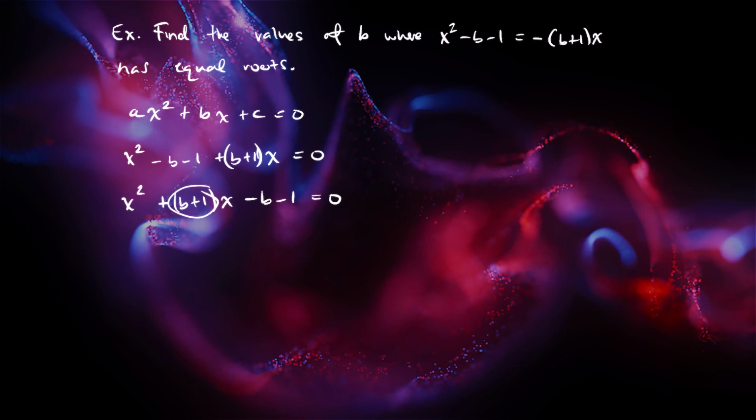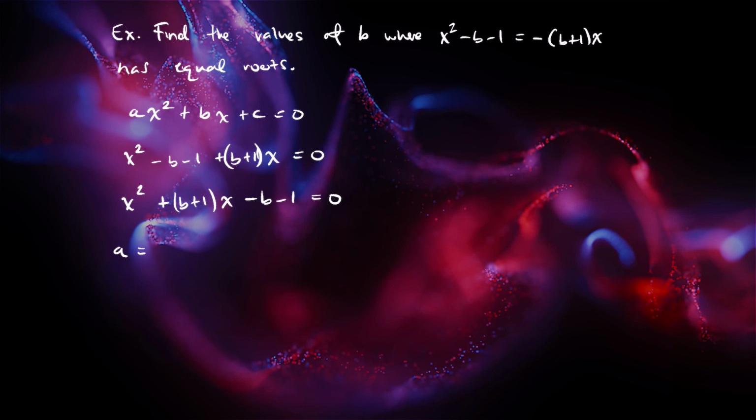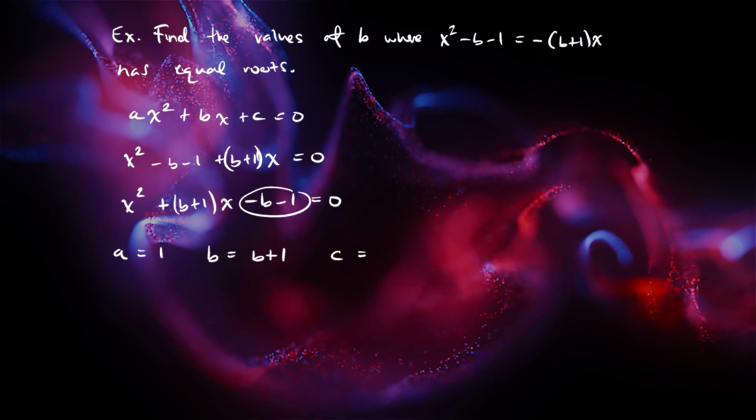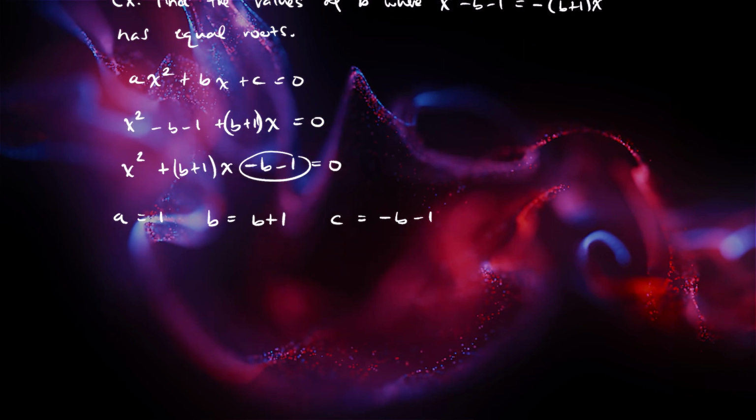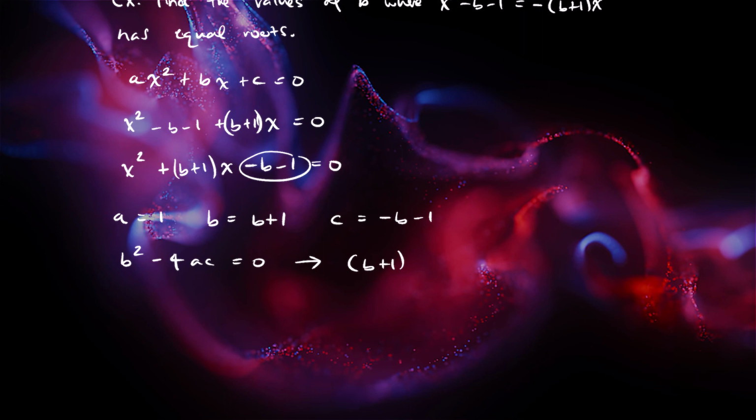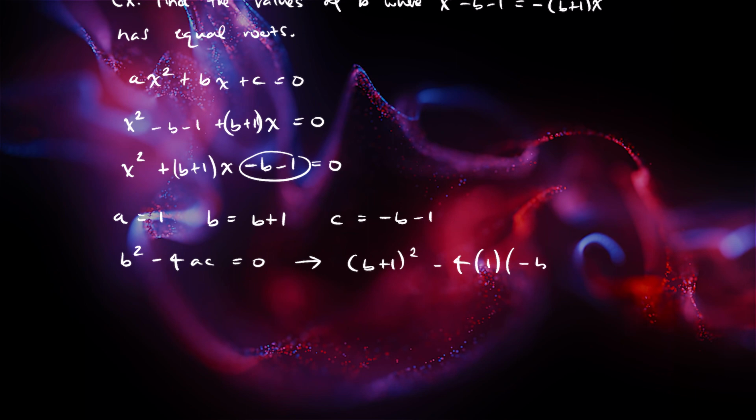So you can think of this as the coefficient of x, or this is our b term. So what this means is a is equal to 1, because we've got 1x squared, and b is equal to b plus 1. And therefore c is equal to whatever else is left, which is negative b minus 1. Now, because we want equal roots, we're going to set b squared minus 4ac to equal 0. What's the value of b? It's b plus 1 squared minus 4 multiplied by a being 1 multiplied by c being negative b minus 1. This is equal to 0.